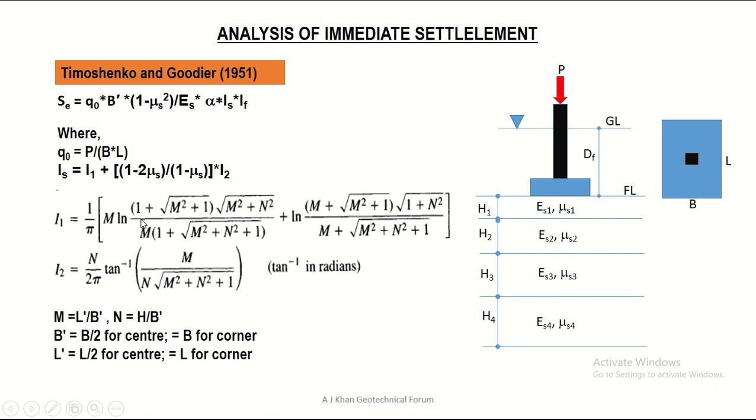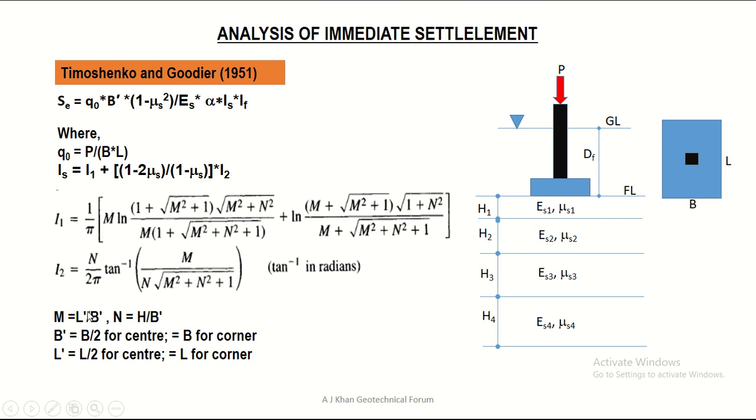So let us go into this M and N first. What is M? M is equal to L prime by B prime. Let us talk about L prime and B prime then. If you are calculating immediate settlement at the center of the footing, the value of L prime will be L by 2. If you are analyzing settlement at the corner, the value of L prime will be L. Okay. Similarly for B prime, this is B by 2 for center and B for corner.